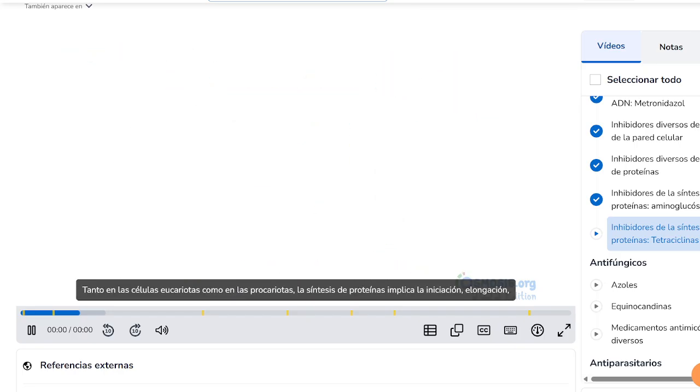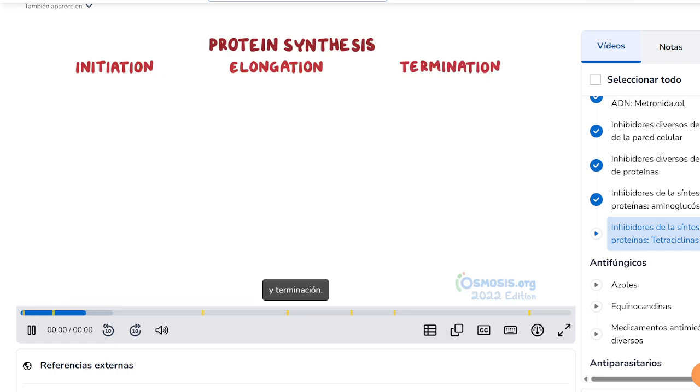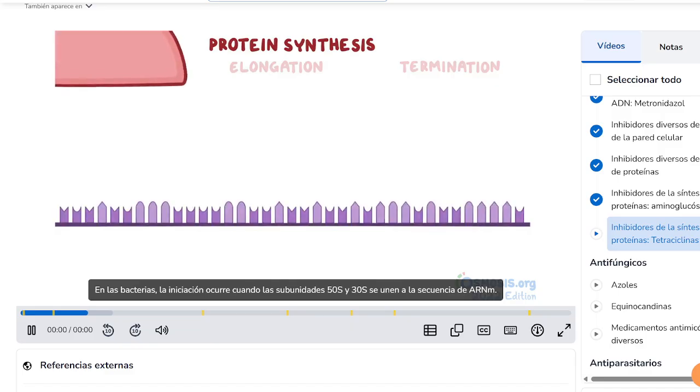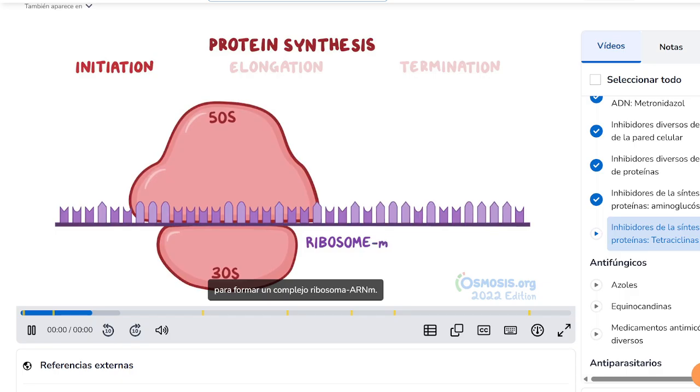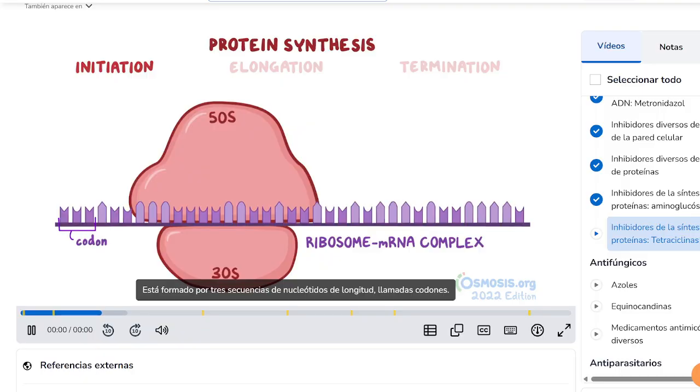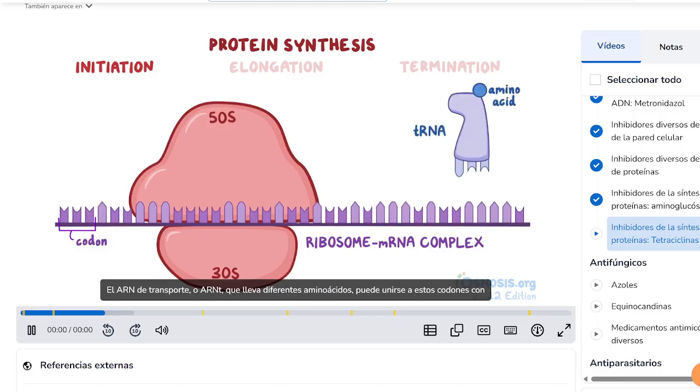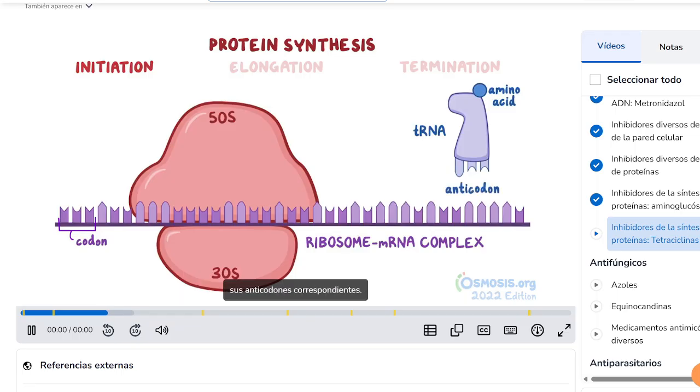In both eukaryotic and prokaryotic cells, protein synthesis involves initiation, elongation, and termination. In bacteria, initiation happens when the 50S and 30S subunits bind to the mRNA sequence to form a ribosome mRNA complex. The mRNA serves as a blueprint for the protein that'll be synthesized. It's made up of 3 nucleotide long sequences, called codons. Transport RNA, or tRNA, carrying different amino acids can bind to these codons with their matching anticodons.